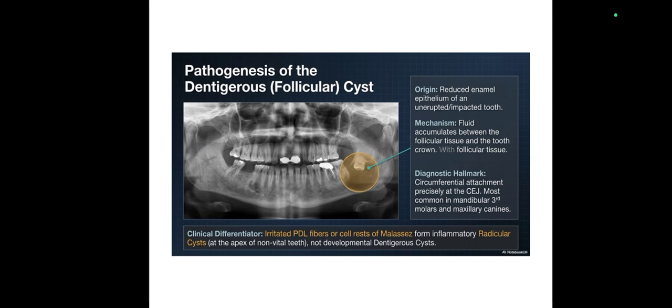Why are the other options incorrect? Irritated pedial fibers or cell rests of Malassez give rise to inflammatory cysts like the radicular periapical cyst at the apex of non-vital teeth, not developmental cysts. Root caries lead to pulp necrosis and periapical inflammation, also leading to radicular cysts. Osteoradionecrosis is severe bone necrosis following radiation, completely unrelated to cyst development. Therefore, the correct option is D, unerupted tooth.